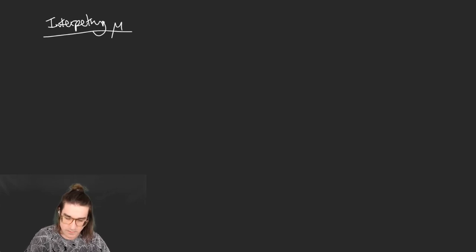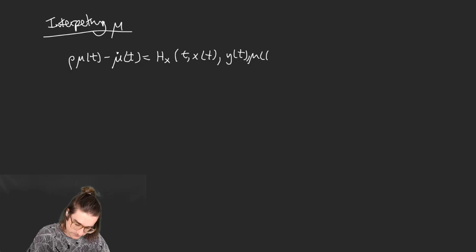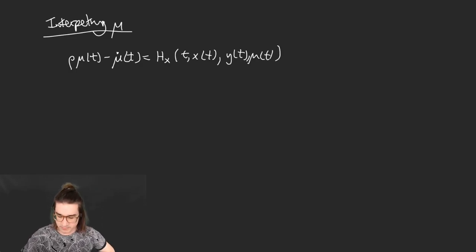Okay, so let's see here. This is like interpreting mu. Okay, so you can invert the equation in the sense of the condition that we had, which is rho of mu of t minus mu dot of t is equal to h sub x. I just want to get the order right. What were we saying? T x y mu. Okay, cool. So this is like the full statement of that condition number two.